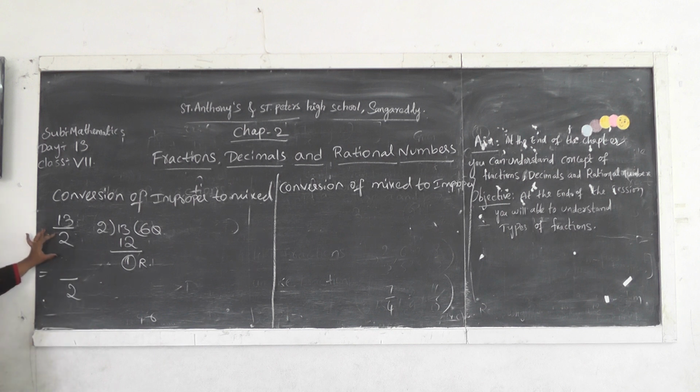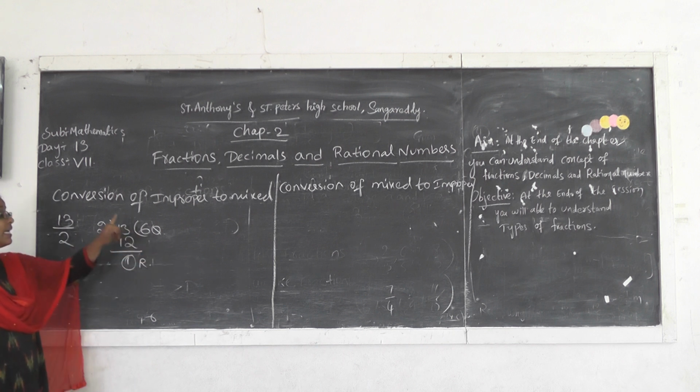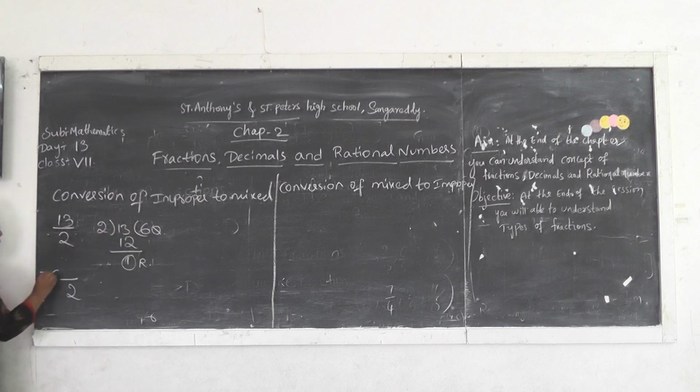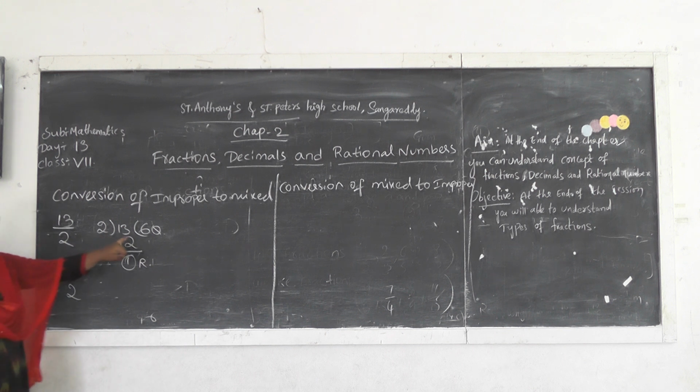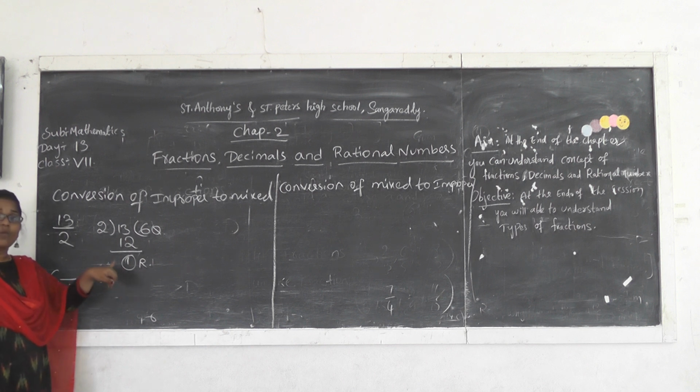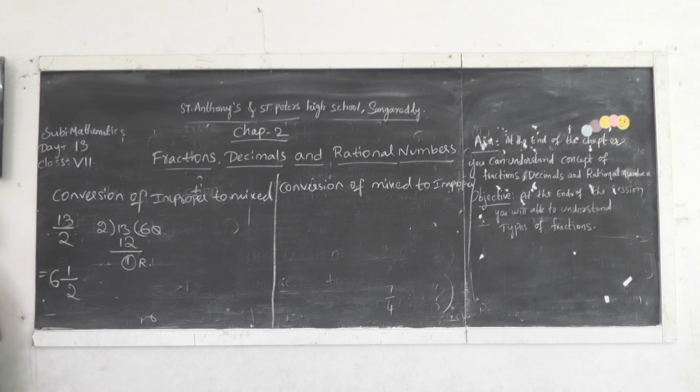Write the denominator as it is. Now what is the quotient? 6. Yes. That should be in the place of the whole part. And what is the remainder? 1. That should be in the form of numerator. So in this way we have to convert an improper fraction to mixed fraction. Are you able to understand? This way we convert improper fraction into mixed fraction.